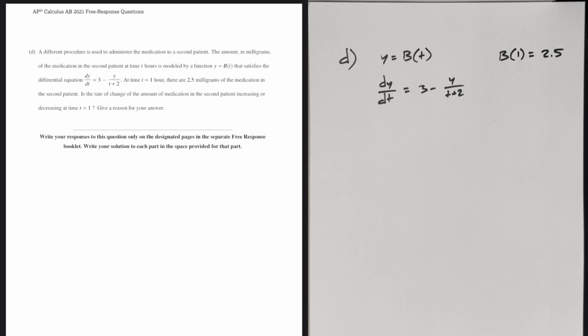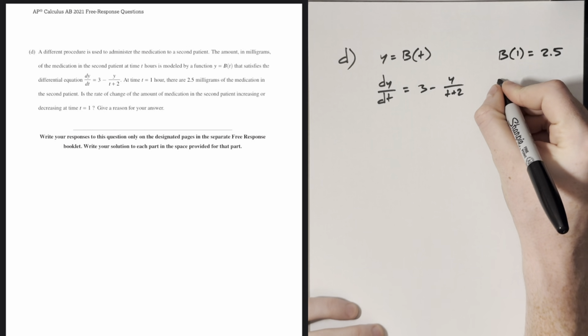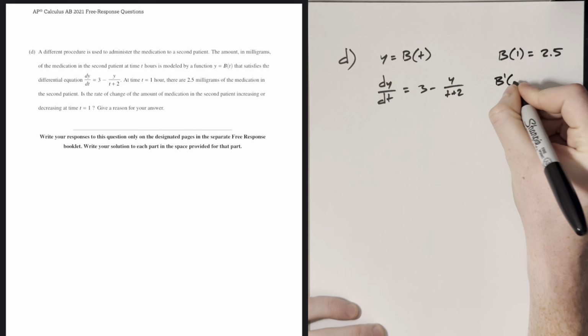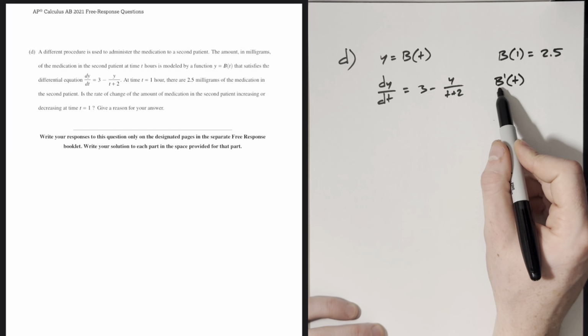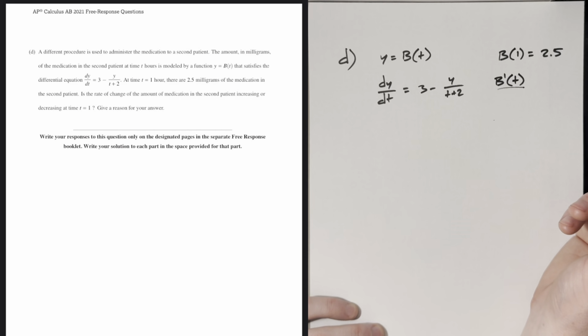Is the rate of change of the amount of medication in the second patient increasing or decreasing at time t equals 1? Okay, so let's think about what they're actually asking for here. The rate of change of the amount of medication would be b prime of t, because b of t is the amount. The rate of change is the derivative, right? And it's asking, is this increasing or decreasing?